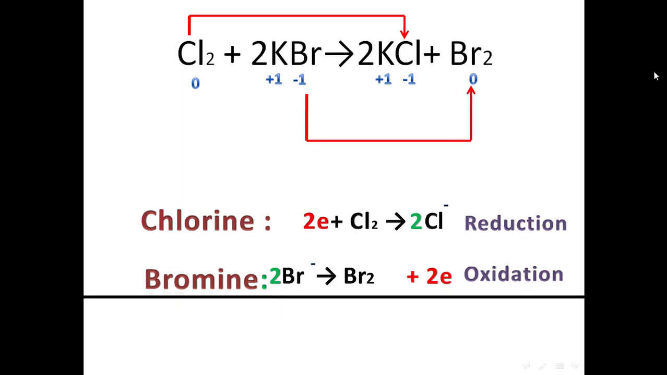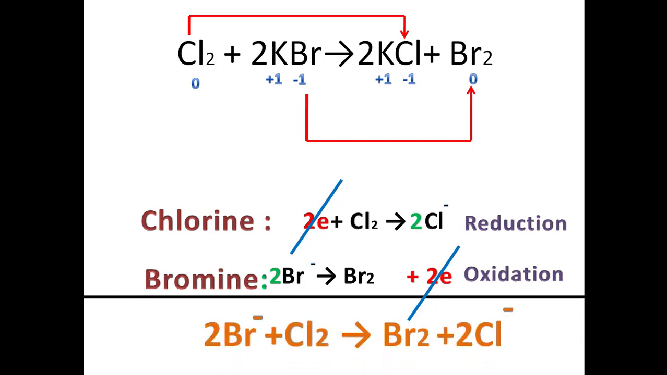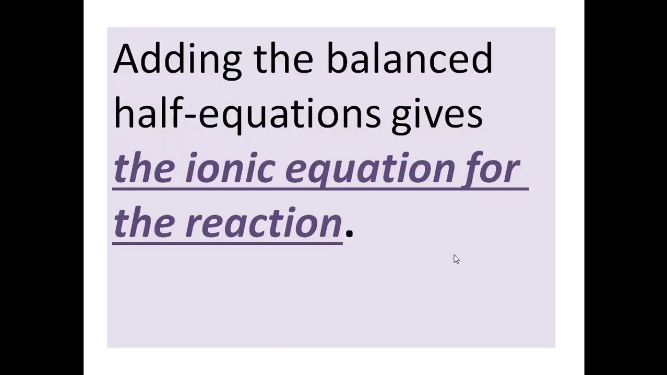So we're going to add these 2 equations. Here we have the 2 balanced half equations. Okay, so what to do in this case? We have 2 electrons on both sides, so they cancel each other. And then we put the atoms and the compounds as they are. So we write Cl2 and 2 Br- before the arrow, and here we have Br2 and 2 Cl- after the arrow. So adding the balanced half equations gives the ionic equation for the reaction.